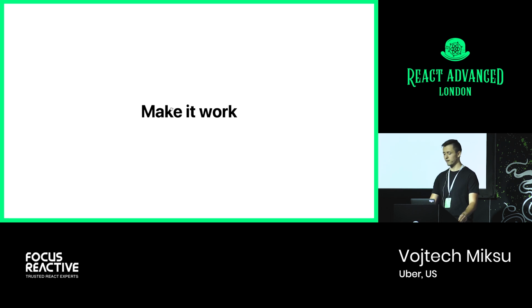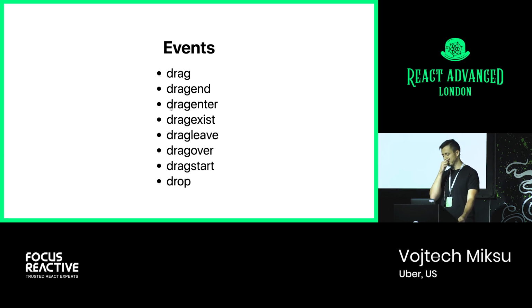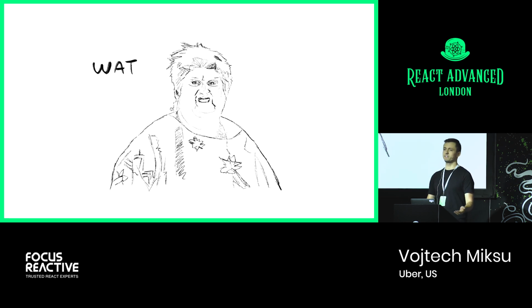Let's make it work. First thing first, let's do some Googling, what tools we can use. So you type drag and drop MDN into Google, and the first answer is pretty promising. HTML drag and drop interfaces enable applications to use drag and drop features in Firefox and other browsers. Bingo, sounds awesome. So you open it and start reading. There are some events, 8 different events. Like, wait a minute. Why do I need 8 different events for something that you can describe by 3 different actions? User presses the mouse button, moves the mouse, releases the button.